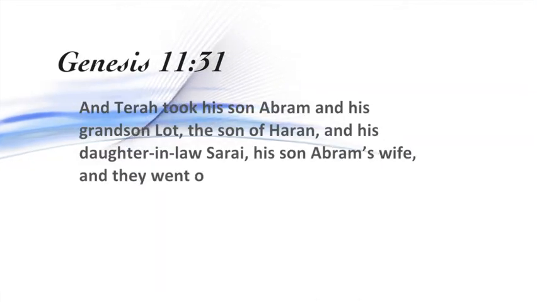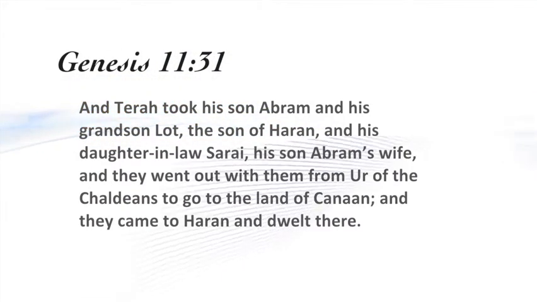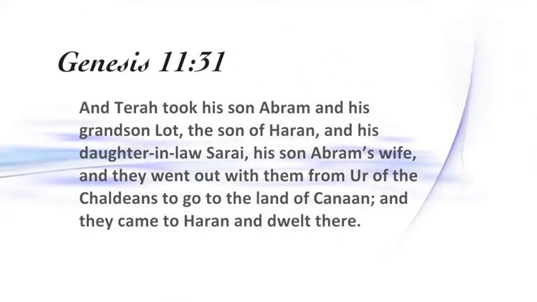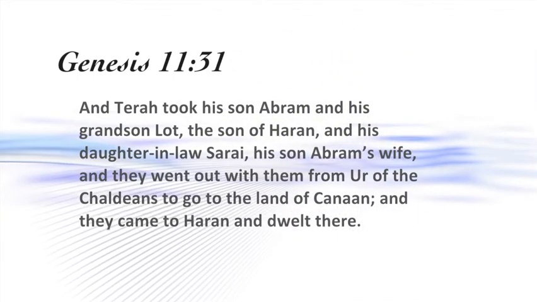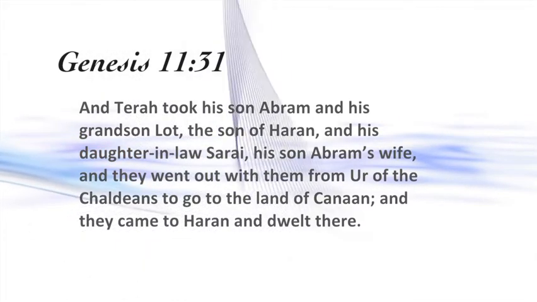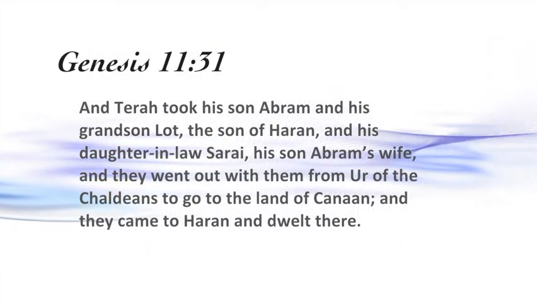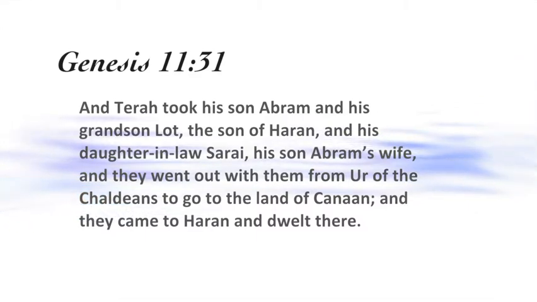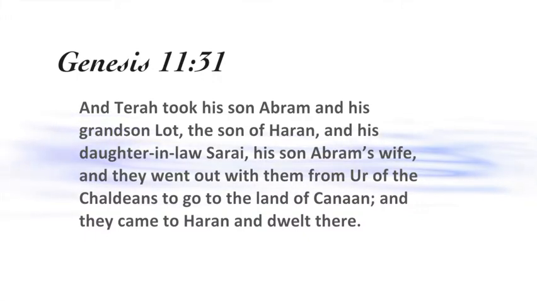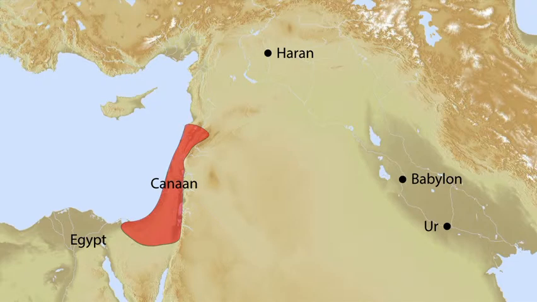Now in Genesis 11:31 we read, "And Terah took his son Abram and his grandson Lot, the son of Haran, and his daughter-in-law Sarai, his son Abram's wife, and they went out with them from Ur of the Chaldeans to go to the land of Canaan. And they came to Haran and dwelt there." So, instead of obeying God, although they set out to go to the promised land, they actually stopped and lived in Haran instead. Only years later did Abram obey God's call to go to Canaan.